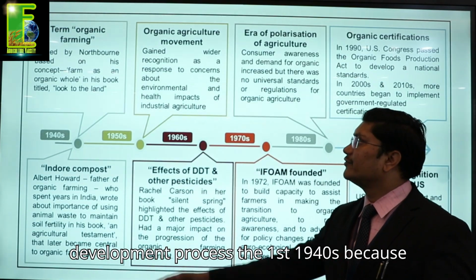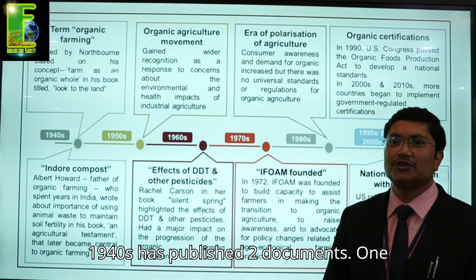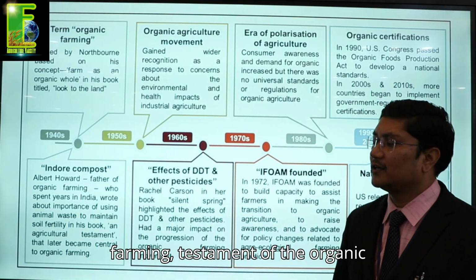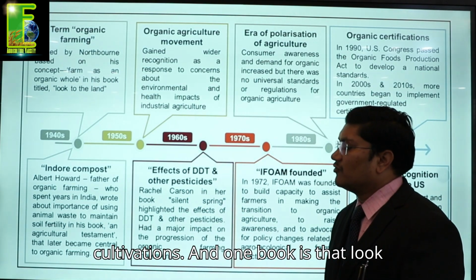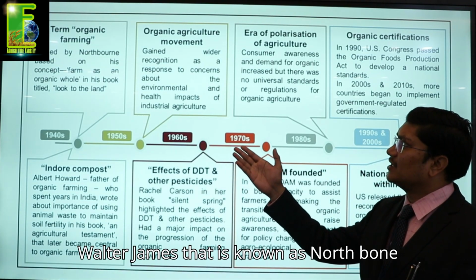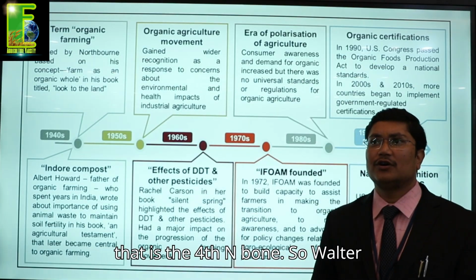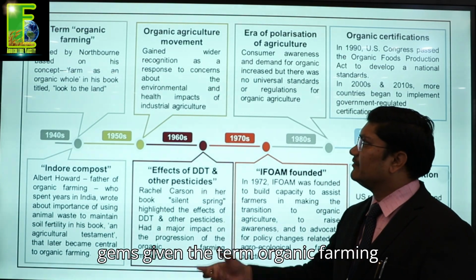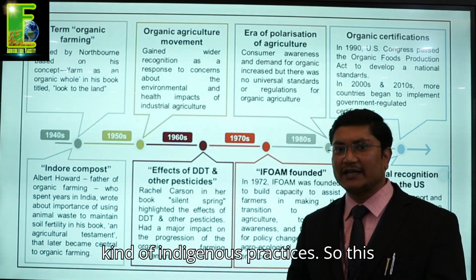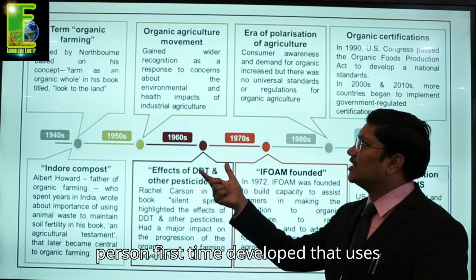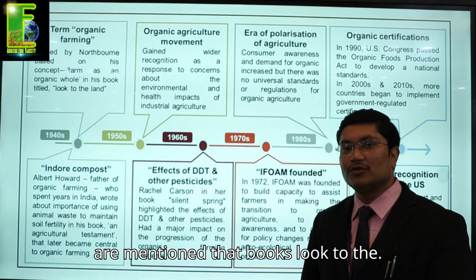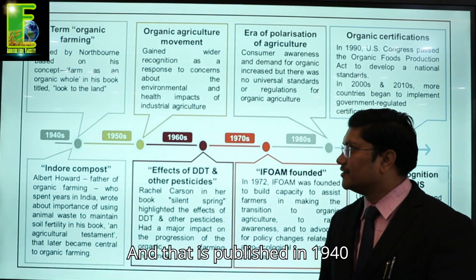The first, in the 1940s, because two documents were published in the 1940s. One is the testament of organic cultivation, and one book is Look to the Land, which was published by Walter James, known as Lord Northbourne. Walter James gave the term organic farming because he was the first to use it for this kind of indigenous practice. This person first used the term organic farming in the book Look to the Land, published in 1940.